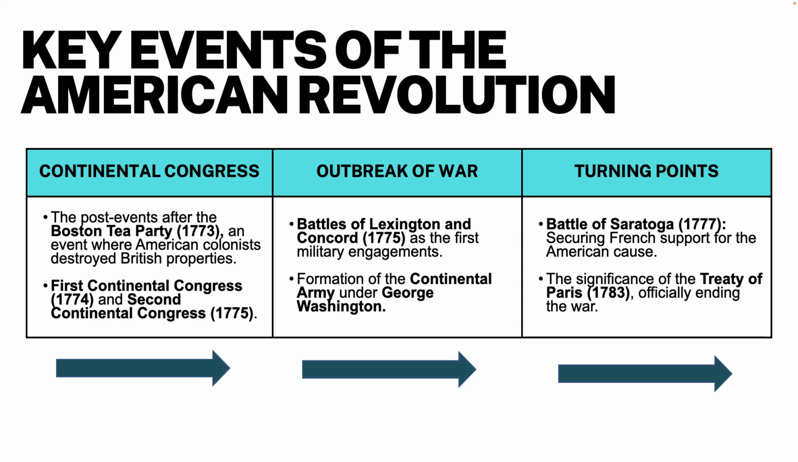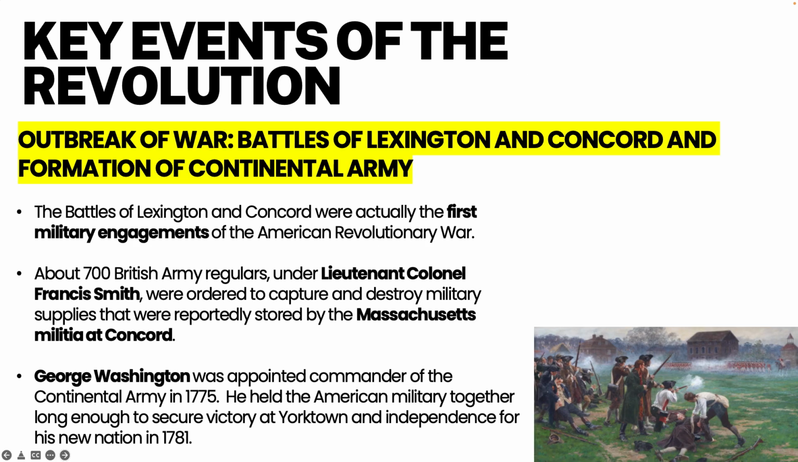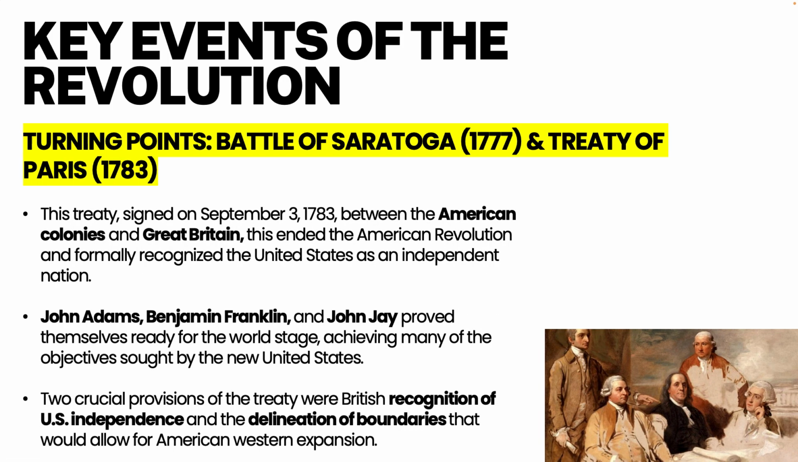And these are the Battle of Saratoga and of course the Treaty of Paris. So these two key events are basically what transpires the aftermath of the American Revolution. So we will tackle the two of them. Okay, so here we go. The turning points: the Battle of Saratoga and of course the Treaty of Paris.